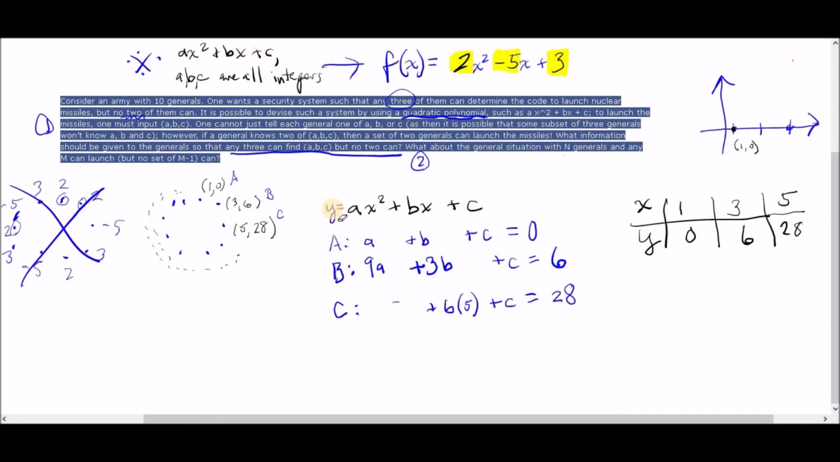I'll probably just skip this part since I think you get the gist of how we are getting these numbers. 25A plus 5B plus C equals 28.